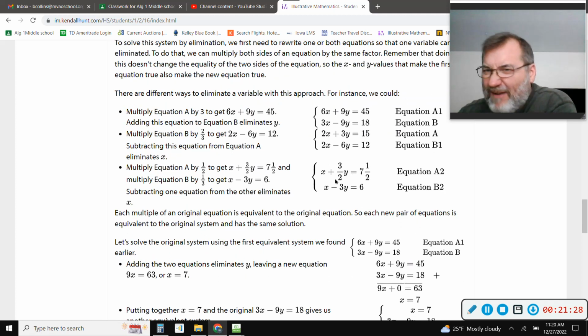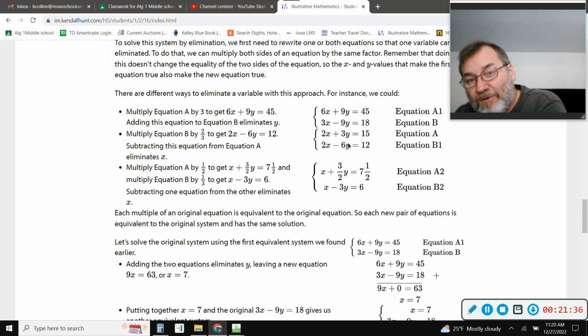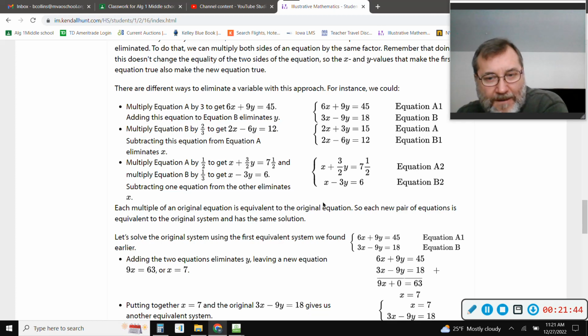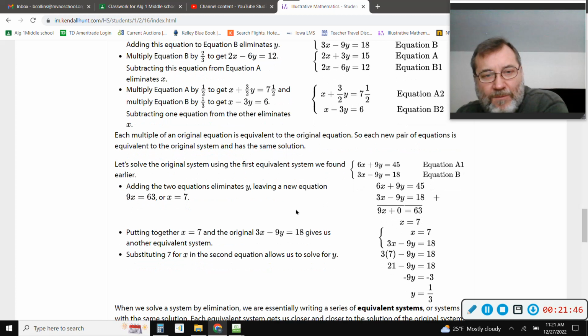This is probably the one I would do the least. This one up here would probably be my favorite one to do. This one is a little bit more difficult because you have to figure out which fraction to multiply by to get rid of the x's. And this one's very difficult because you have to figure out both fractions for these. All right, so what did they do?